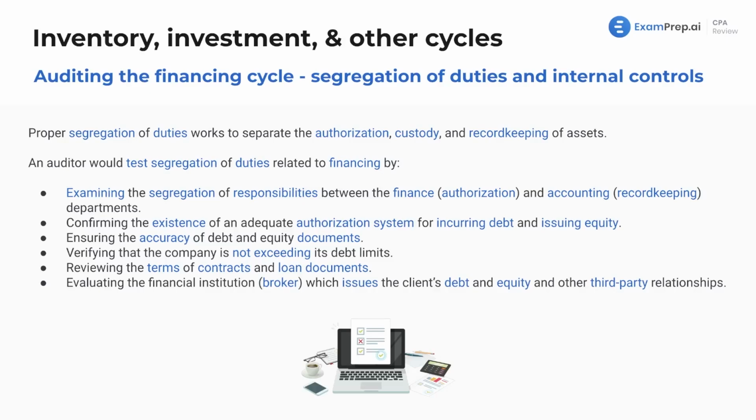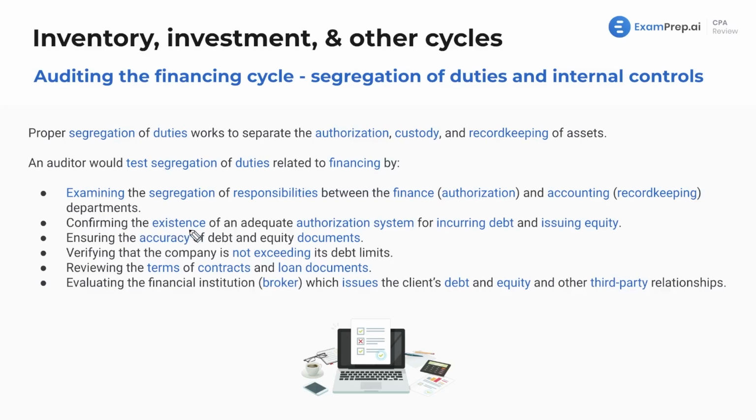Let's talk about auditing the financing cycle. Here we go. Well, we're talking about segregation of duties, separating out authorization, custody, and record keeping. We want to examine the segregation of responsibilities between the finance and accounting departments. Finance is authorization, accounting is record keeping, making sure that those two are separate.